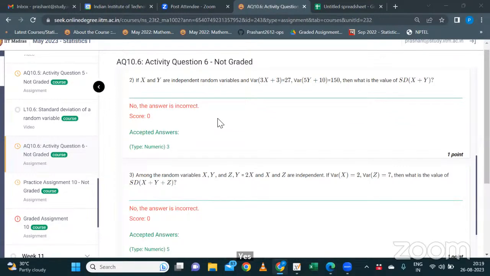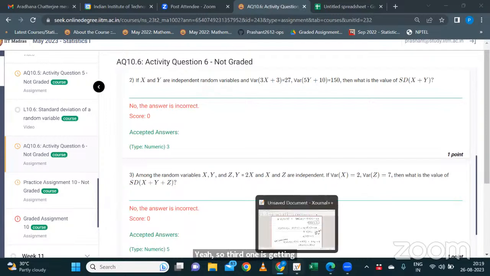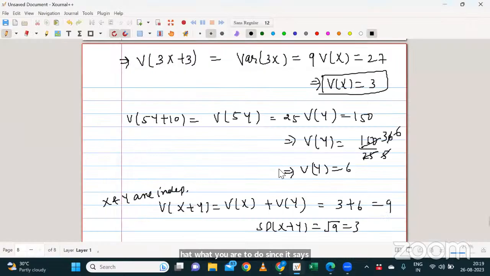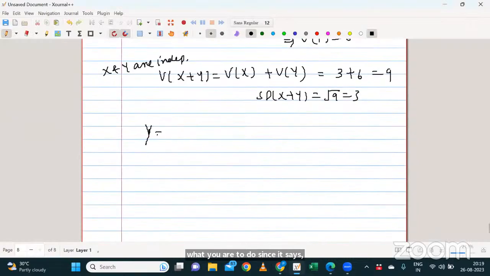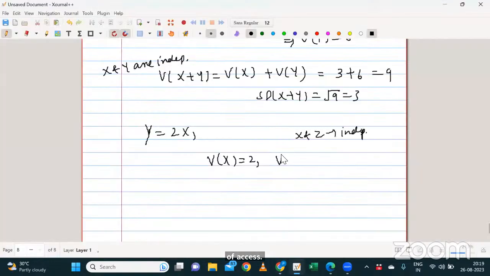Okay. The third one is also a similar case, right? Here it is given that y equals 2x, and x and g are independent. It's not information about y. The variance of x is 2 and the variance of g is 7.